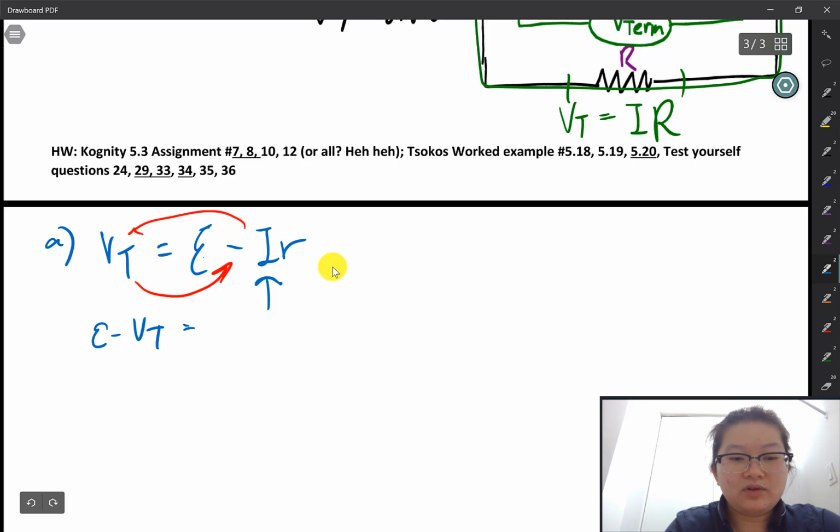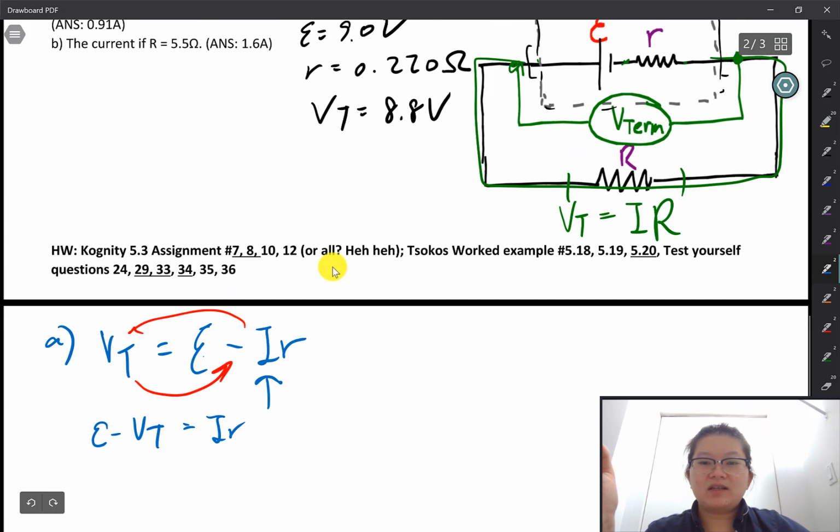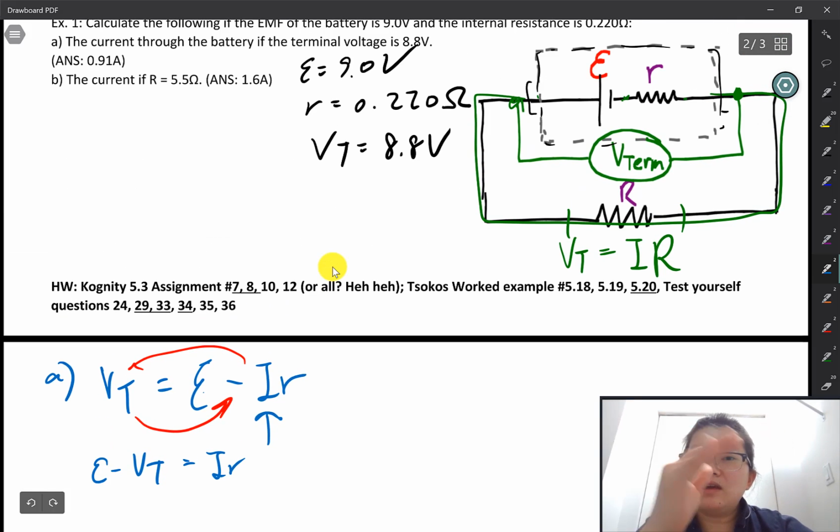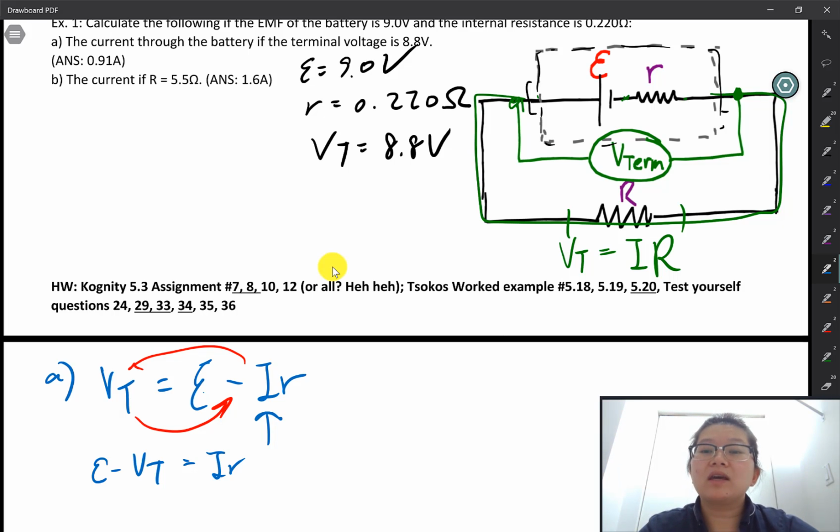And that's equal to, this is moved to the other side, Ir. That's basically saying the difference between the EMF of the battery and what's supplied to the rest of the circuit, that little tiny bit of potential that's left over, should be the potential drop across this small internal resistor. And if we know that drop and we know the resistance, then we can use that to find the current.